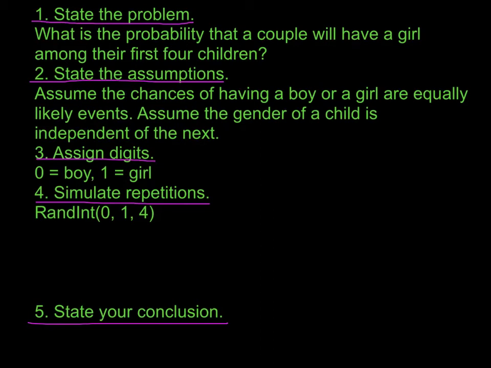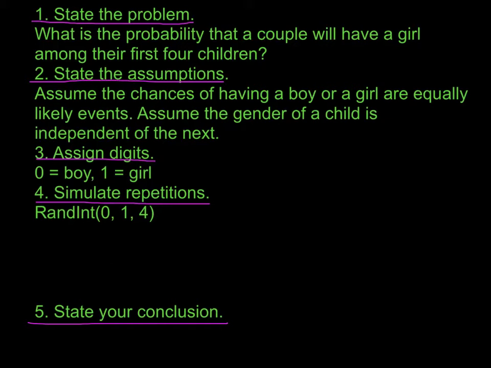6.7 wants us to look at the probability that a couple will have a girl among their first 4 children. In order to perform a simulation on this topic, we need to assume that the chances of having a boy or a girl are equally likely events, meaning there's a 50-50 chance since there are 2 outcomes. If the problem doesn't suggest that there is any other probability, then that's an assumption you can make.